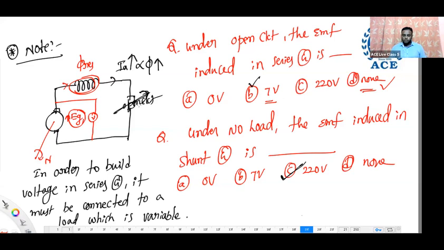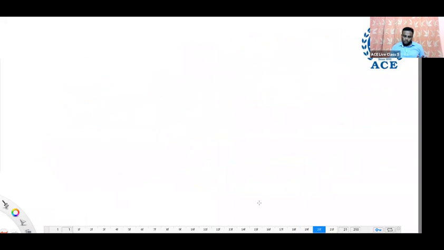Okay. So remember these two questions are important. Series generator, small voltage. Shunt generator, rated voltage. So the conditions are still not completed. Conditions are over, but there is some important observation. So after the break we will see. So take a break.